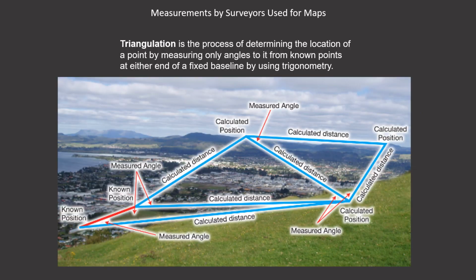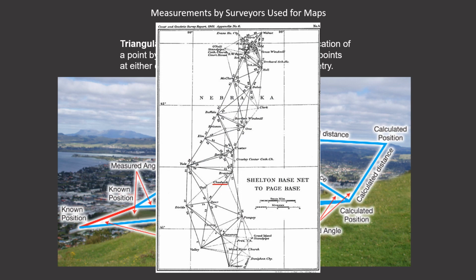Now, measurements by surveyors are also used for maps, and one of the methods they used was triangulation. This is the process of creating a network of triangles by measuring the angle between different points, and then using a combination of measurements and calculations, they can accurately determine the distance between those points. Here's an example of a small triangulation network for the state of Nebraska in the US.